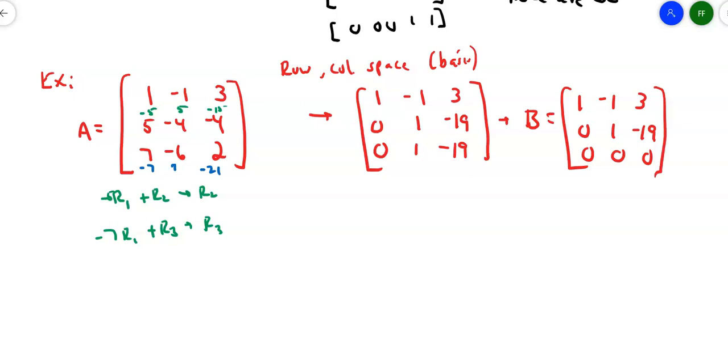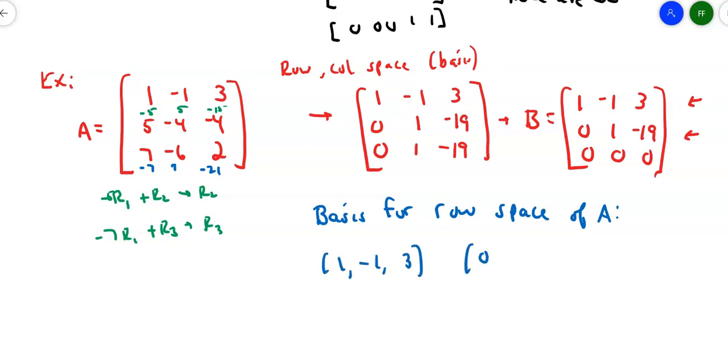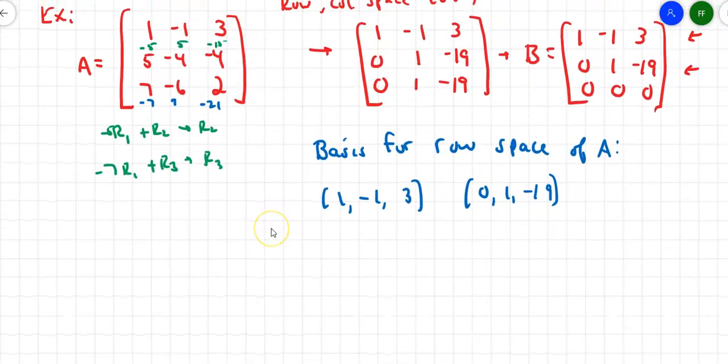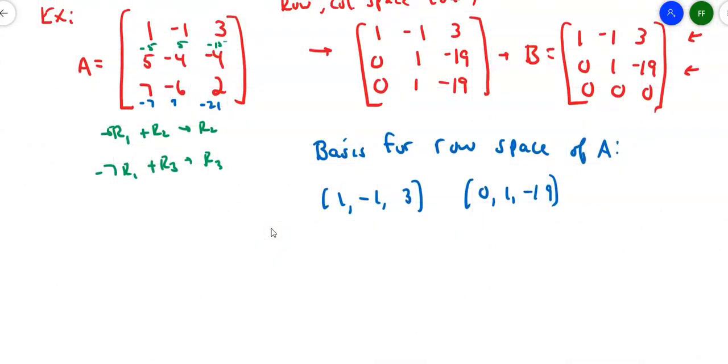All right. So how many non-zero rows are there? It looks like there's only 2. This first one and this second one. I look at it. They're not scalar multiples of each other. They don't appear to be linear combinations of each other. So I'm going to claim that for my row space, the basis for the row space of A, the original matrix, are these 2 vectors. 1, -1, 3, and 0, 1, -19. Anything that comes out of those 2 vectors that's a linear combination of them forms the basis for matrix A.